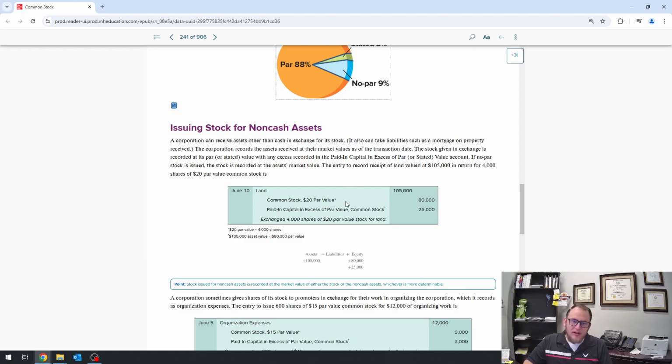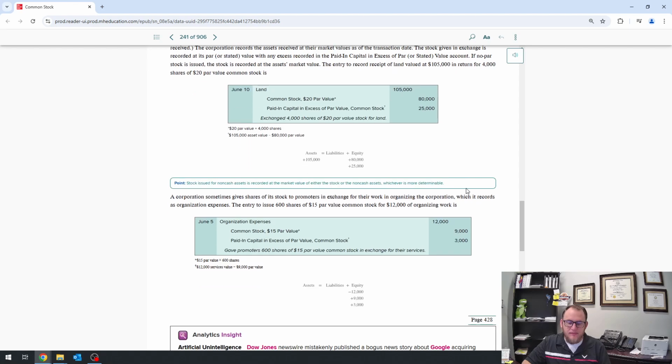So again, we're going to debit land for $105,000. Our common stock with the $20 par value is going to be the 4,000 shares at $20 a piece. So par value of $80,000 was issued. And then we have our paid in capital in excess of par value for that $25,000.